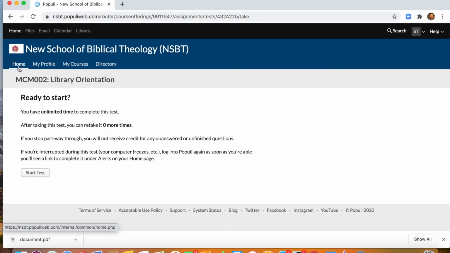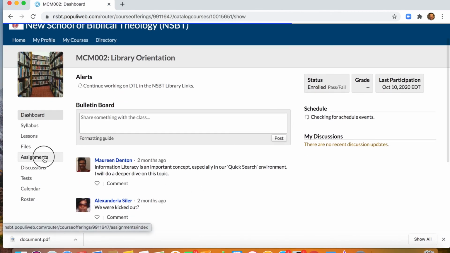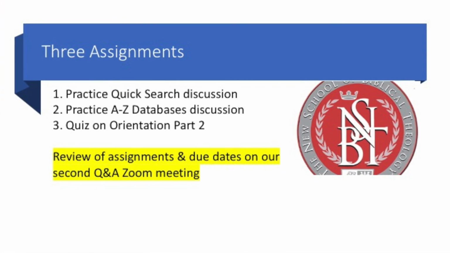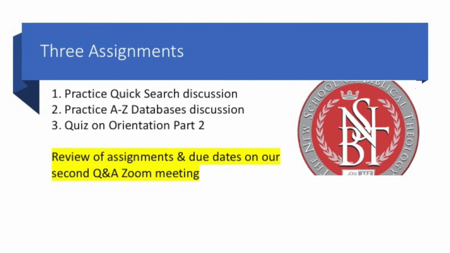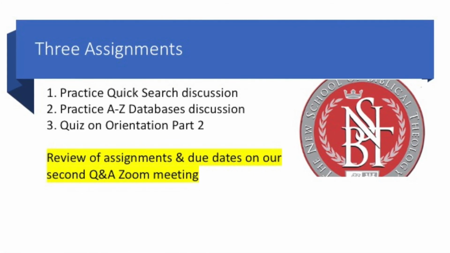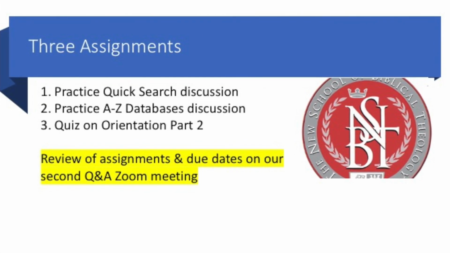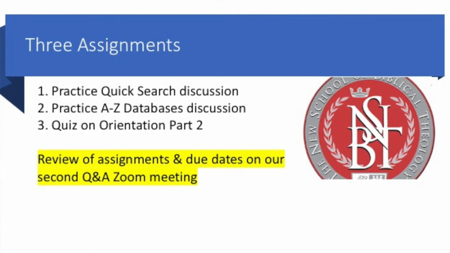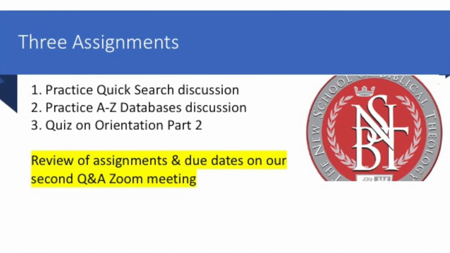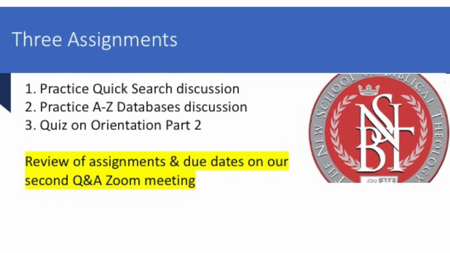So, going back to what we were looking at, to review the assignments for the tutorial course, you have three of them: the practice quick search discussion assignment, the A through Z databases discussion assignment practice, and then your orientation quiz. What I do want to mention is that review of the three assignments will be done on our second Q&A Zoom session, and there we will designate the due dates for these three assignments.